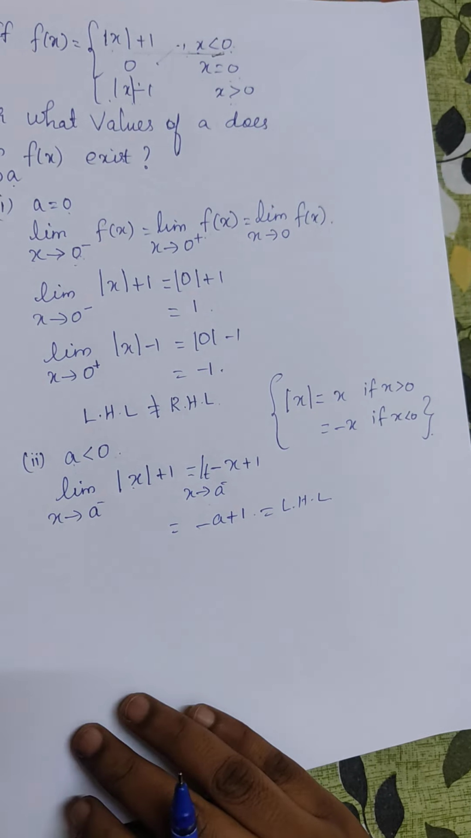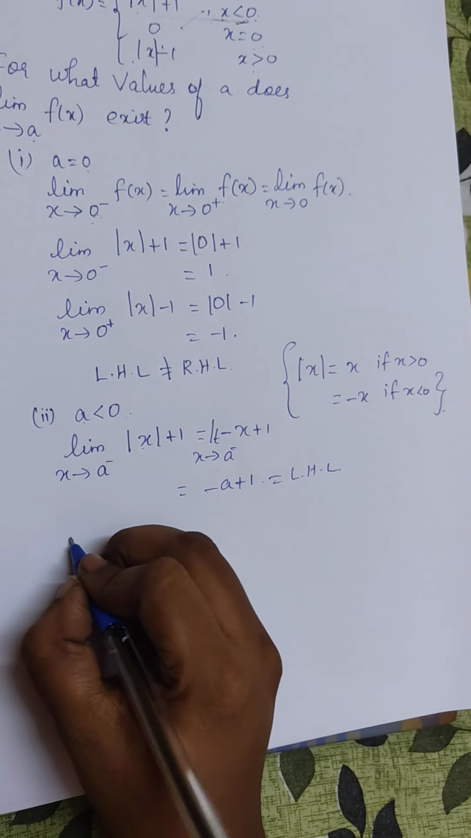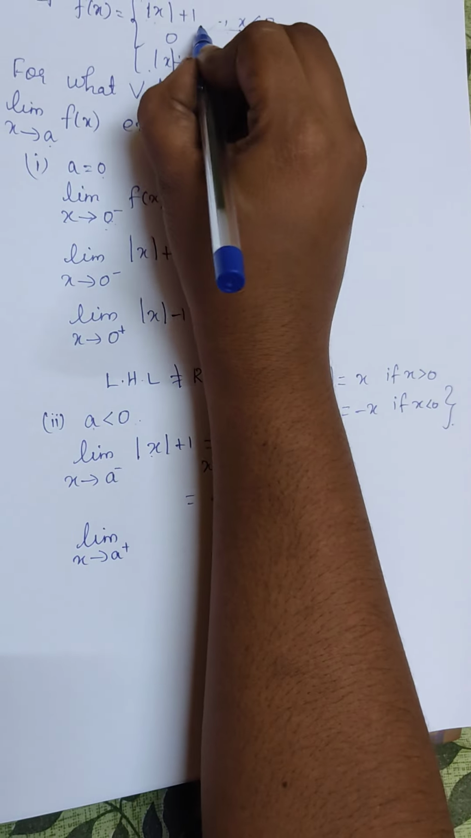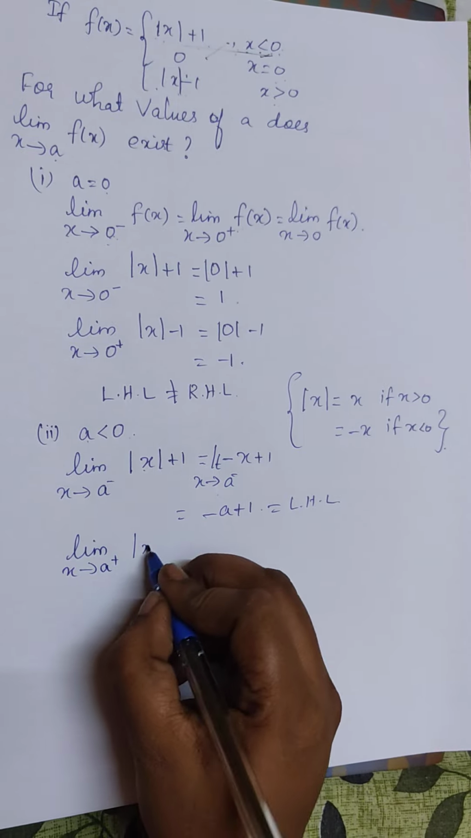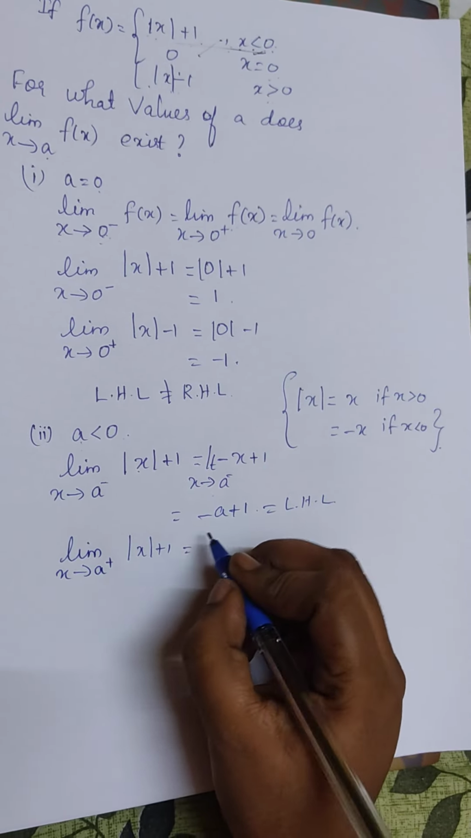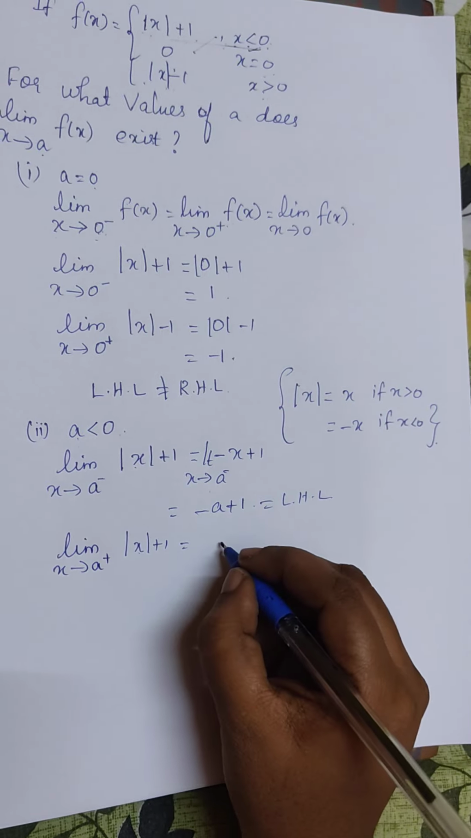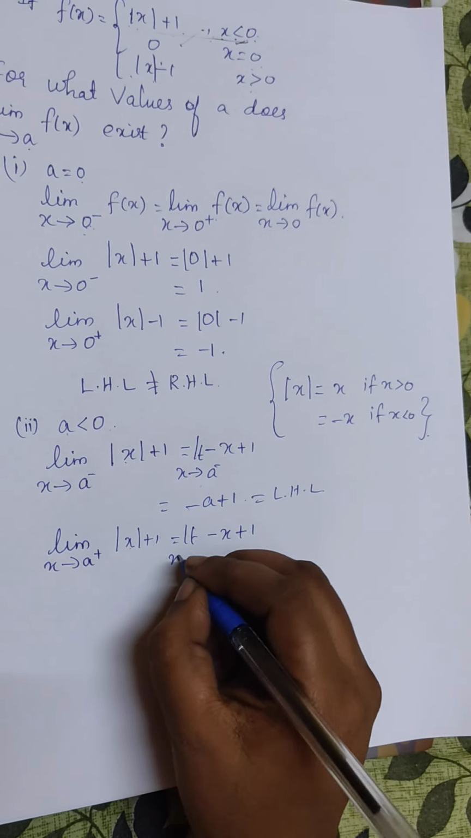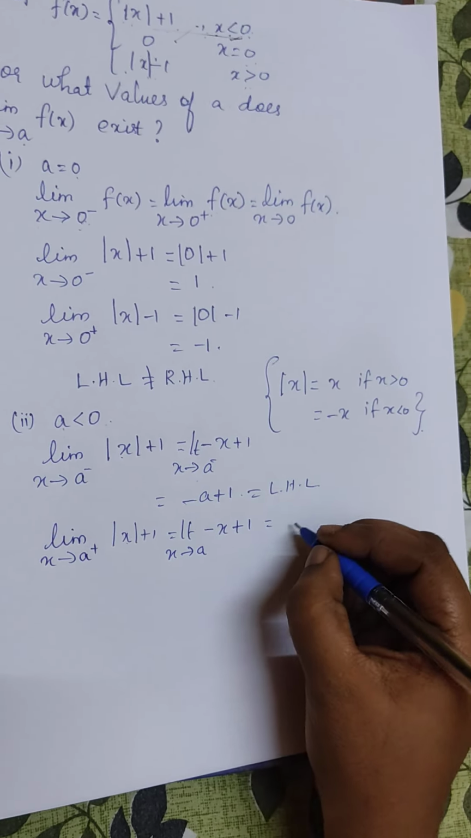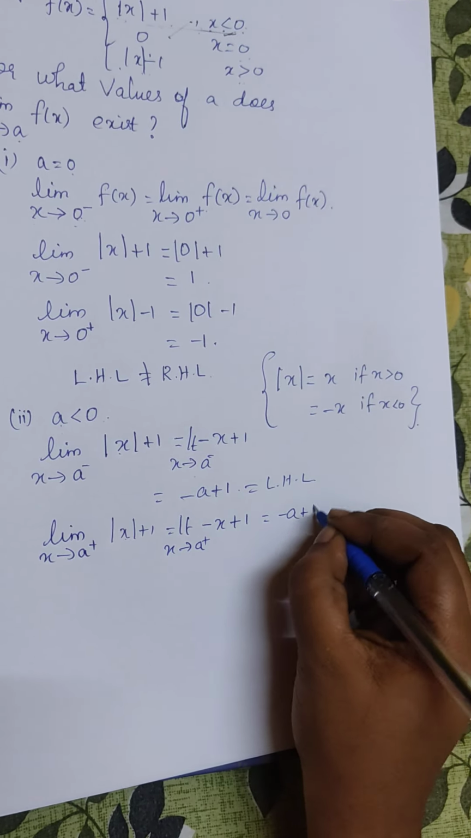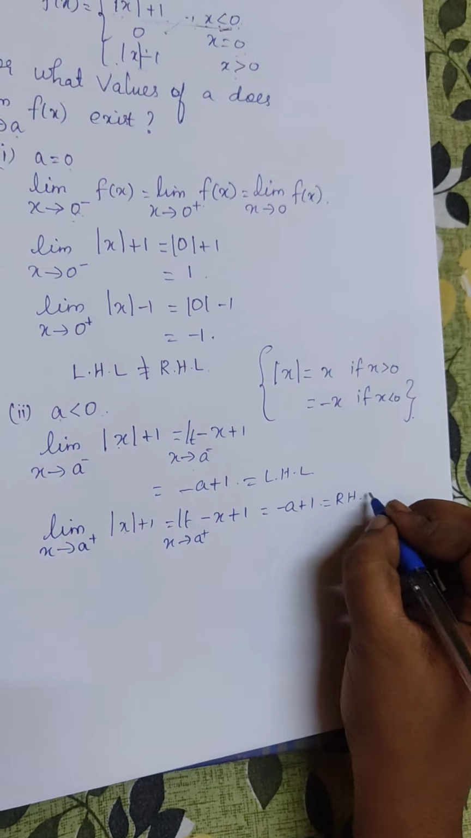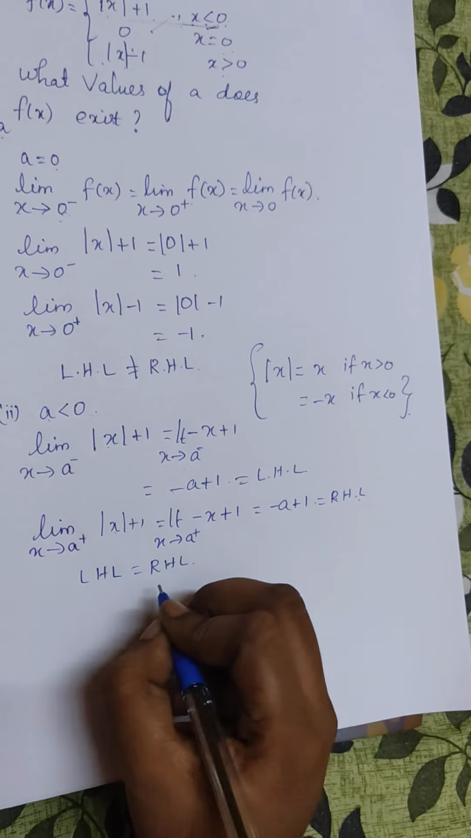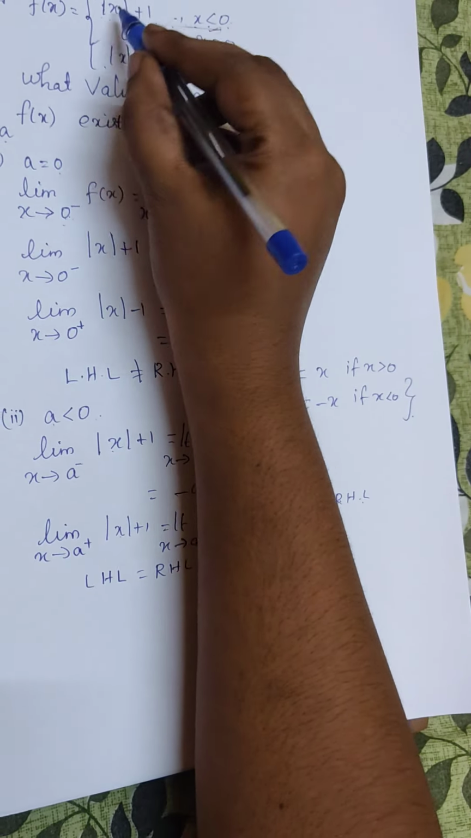Now we will calculate the right-hand limit. So for the right-hand limit, limit x tends to a plus, since a is negative, take this expression: mod x plus 1. Again here the value of x is negative, so we will have minus x according to the definition of modulus, plus 1. Limit x tends to a. After applying x as a, we are getting minus a plus 1. So this is the RHL, right-hand limit. The left-hand limit equals the right-hand limit, so we can say for all negative real numbers, the limit exists.